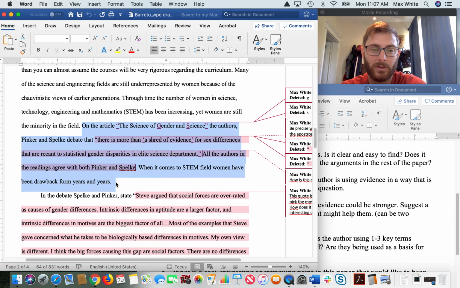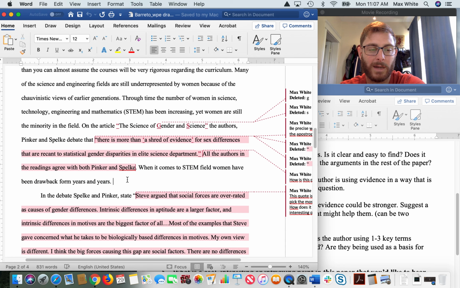In the article, The Science of Gender and Science, the authors Pinker and Spelke debate that, quote, there is more than just a shred of evidence for sex differences that are relevant to statistical gender disparities in elite science departments, end quote. All the authors in the readings agree with both Pinker and Spelke. When it comes to STEM fields, women have been held back for years and years.